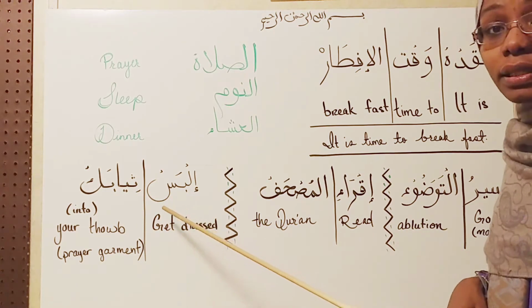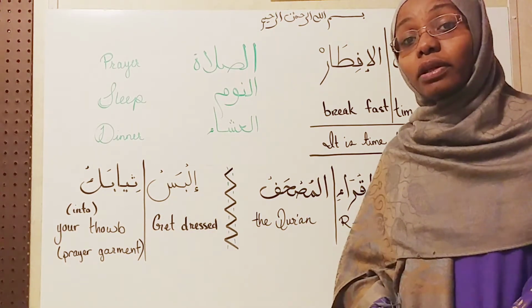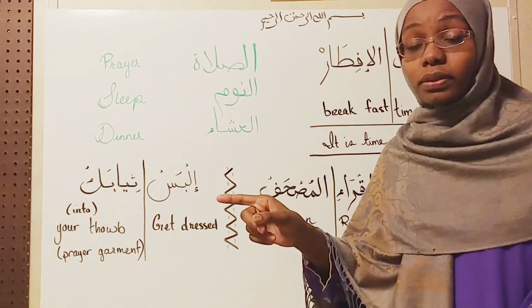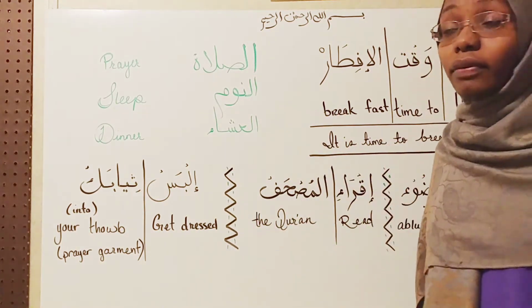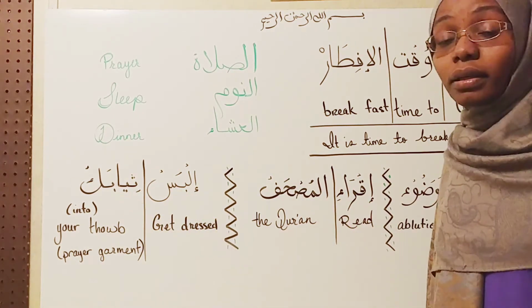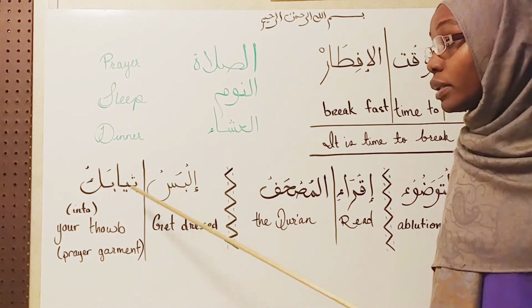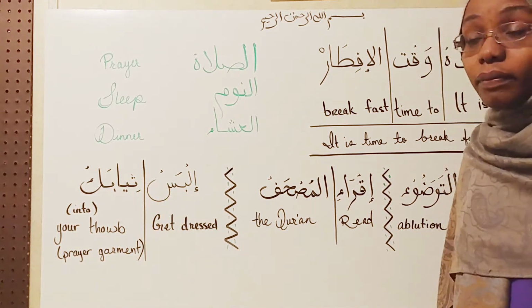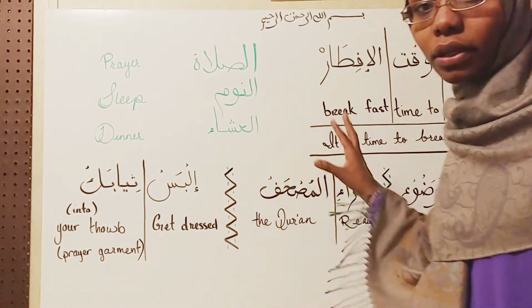Get dressed. Ilbas na'alayk means put on your shoes. Na'alayk is your shoes. The kaf, na'alayk, your shoes. Ilbas thiyabak. Get dressed or put on your thobe. I'm going to pause here and erase this board.